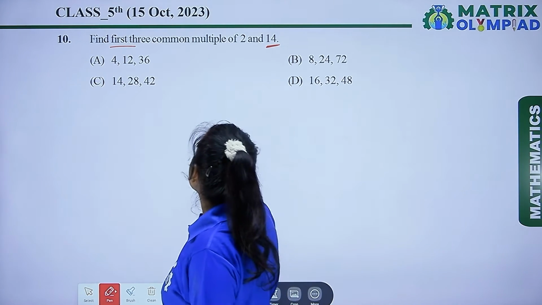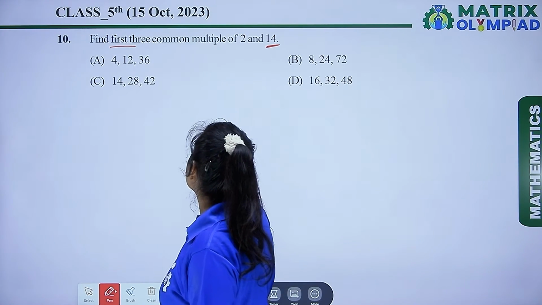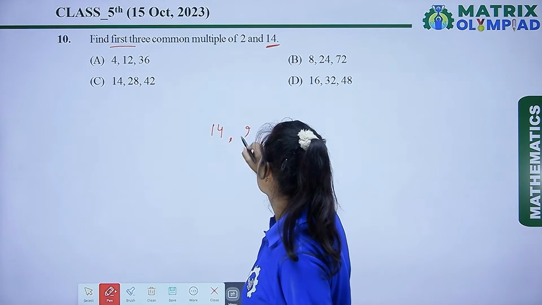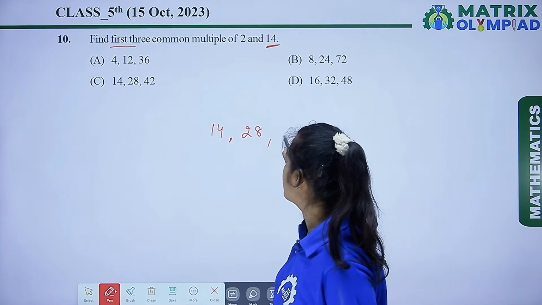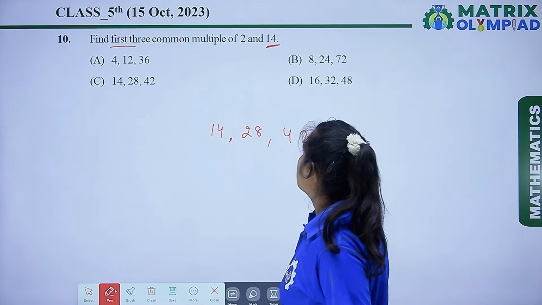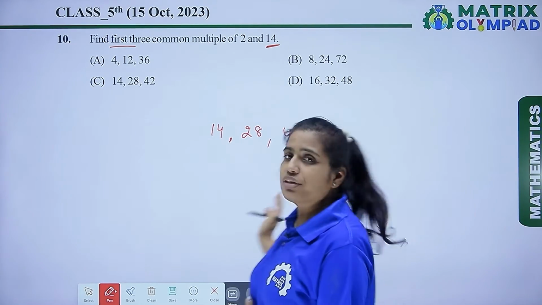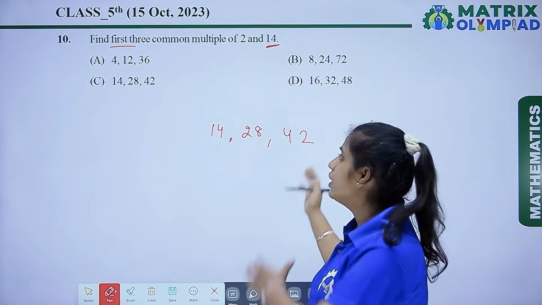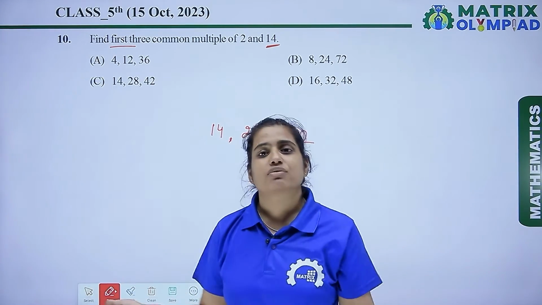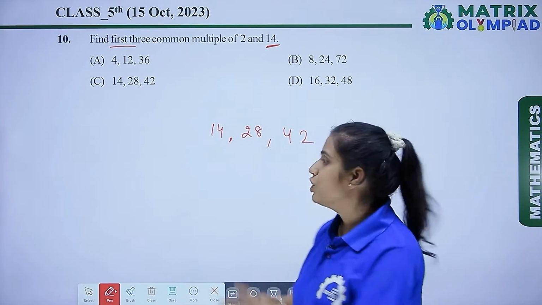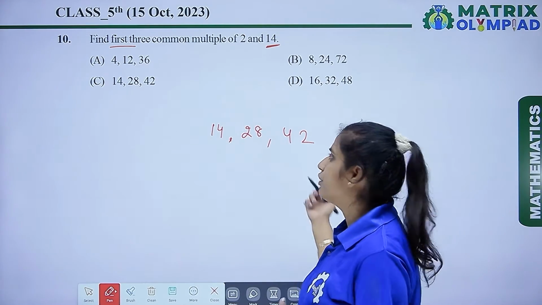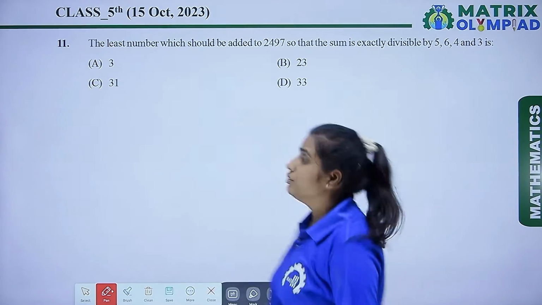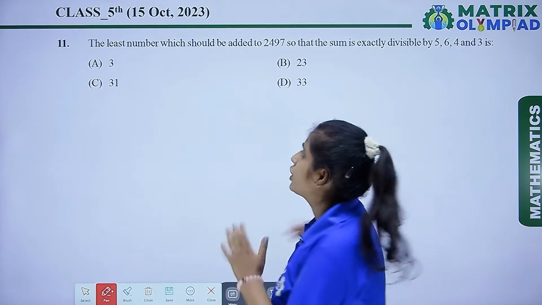So here starting with the 14, तो 14 times 1 is 14, 14 times 2 is 28, 14 times 3 is 42. So here the starting 3 multiples of 14 are 14, 28 and 42, and these same 3 numbers fall in the table of 2 also. So यहाँ पर common चीज क्या होगी, 14, 28 and 42, right? So here option C is the correct answer. Now the next question is question number 11.